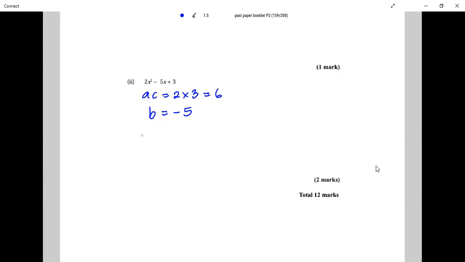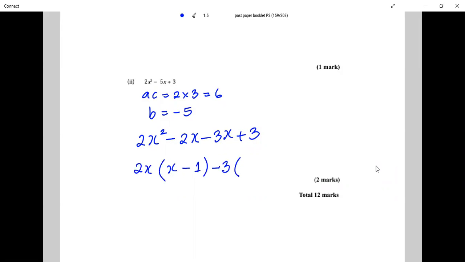So I'm going to split the middle term into what? 2x squared minus 2x minus 3x plus 3. To the left, 2x is common. 2x into 2x squared is x. And 2x into 2x is 1. Write back my negative sign. To the right, 3 is common. 3 into 3x is x. A negative into a positive is a negative. 3 into 3 is 1.